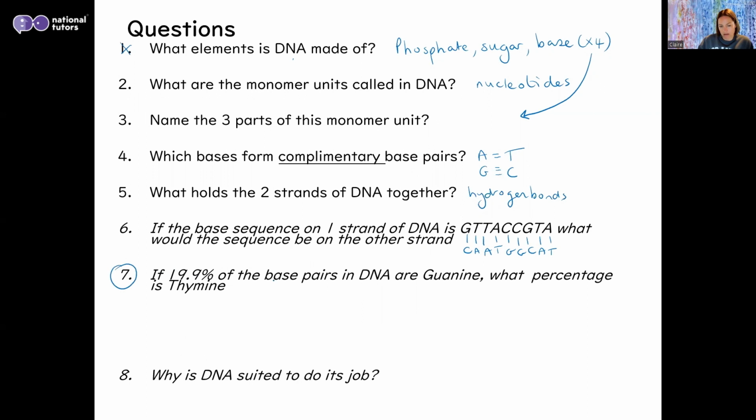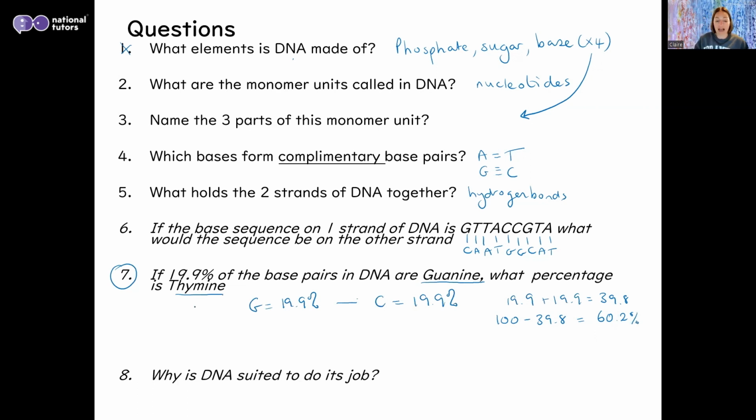So you've got 19.9% of the base pairs of DNA are guanine. What percentage are thymine? So here you've got to link that guanine equals 19.9%. Therefore, cytosine should also be 19.9%. So if you add up both of those, you need a calculator, that's basically 39.8%. And then you do 100 minus the 39.8%, so that's 60.2. Please correct me if I'm wrong with my maths. And then obviously that 60.2% is everything else.